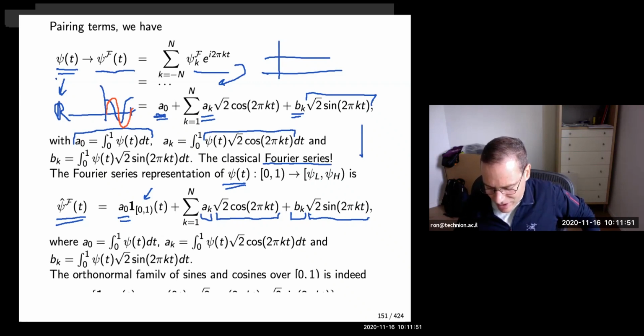And these are my coefficients. My coefficients are exactly the inner product with the sines and the cosines. And in fact, this is indeed, can you see this line?